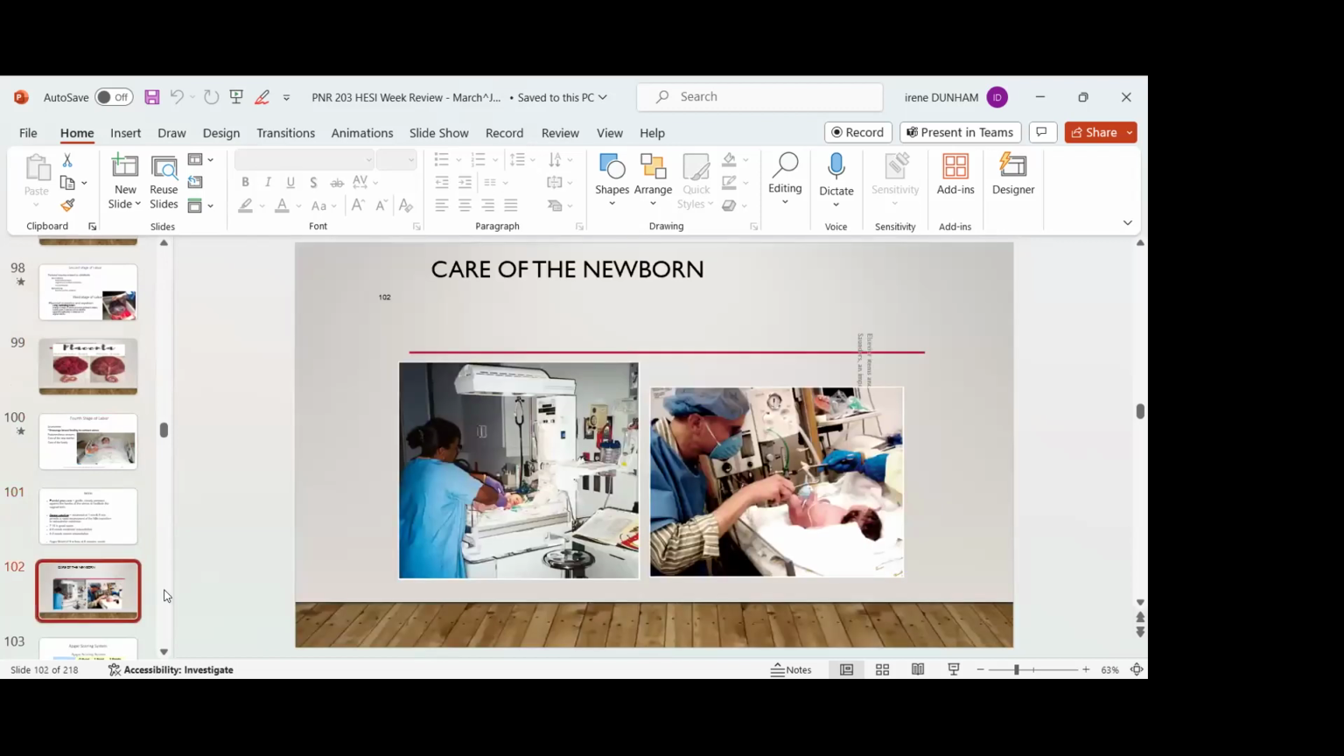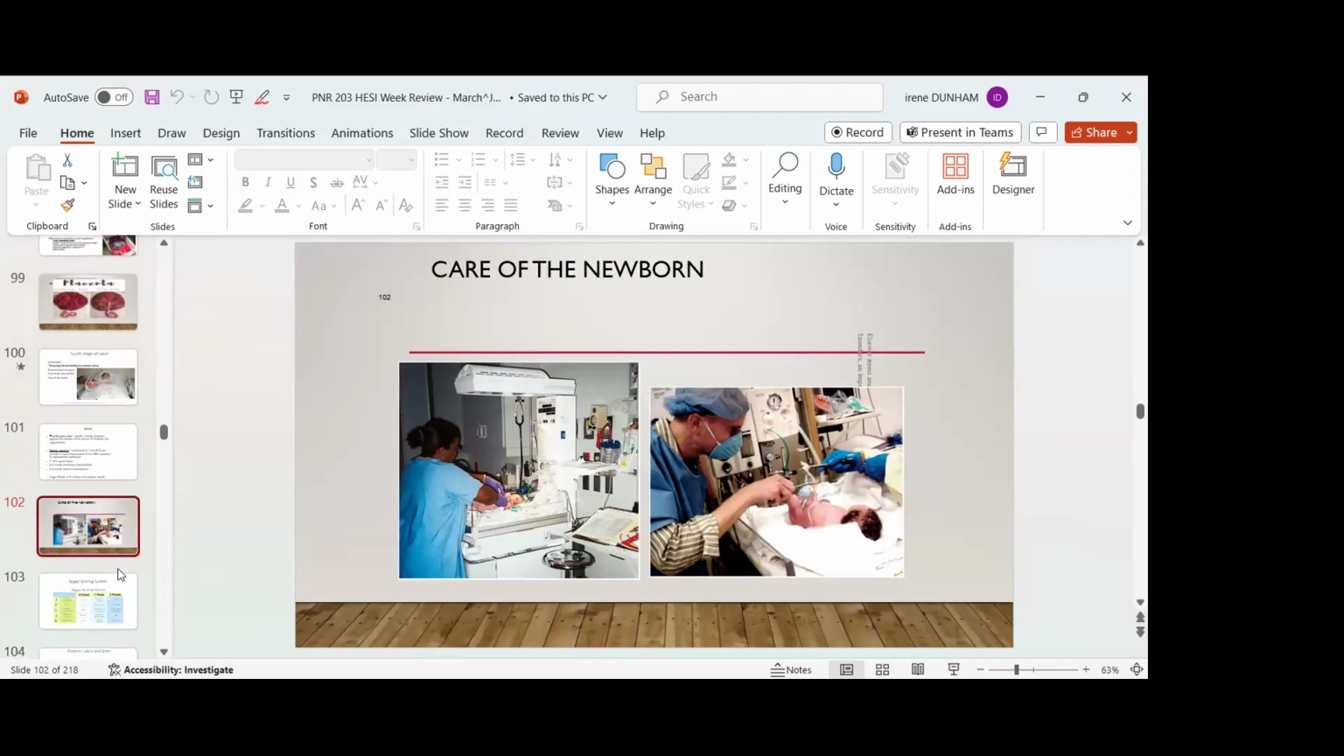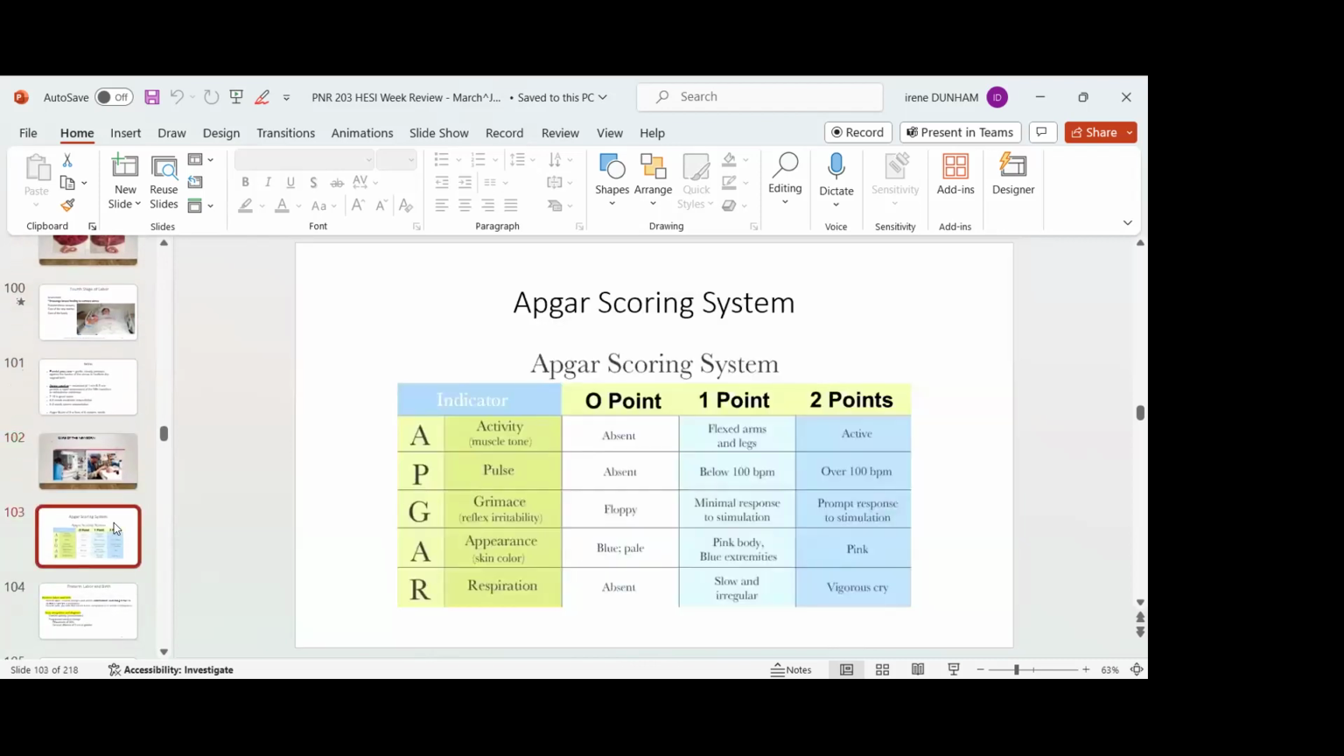So here's your care of the newborn. Here's your radiant warmer, and the baby will come out. Babies have to have a warm environment. Thermal regulation is definitely the utmost problem. Breathing too. Okay, so here's my APGAR score.